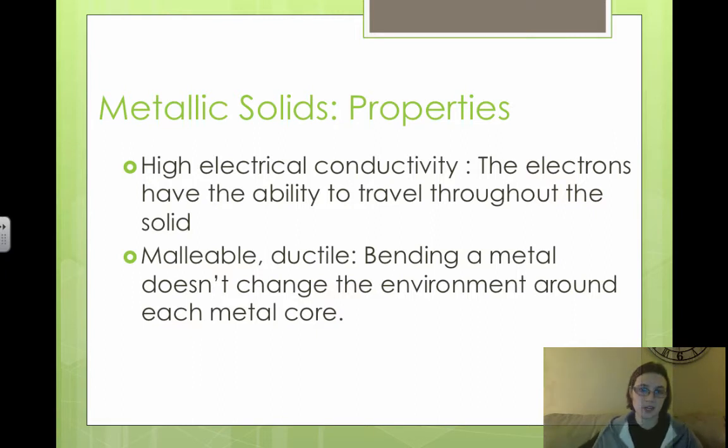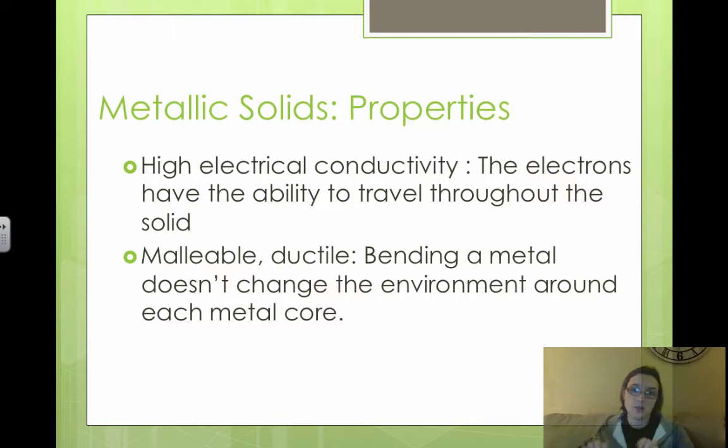Other properties are the high electrical conductivity. So metals are very good conductors of electricity. And the reason is that the electrons flow very easily throughout the solid. The easier electrons can flow throughout the solid or even throughout a solution, the more likely it is to conduct electricity. Most metals are also malleable, which means they can be hammered into thin sheets. And then they're also ductile, which means that they can be drawn into long, thin wires.